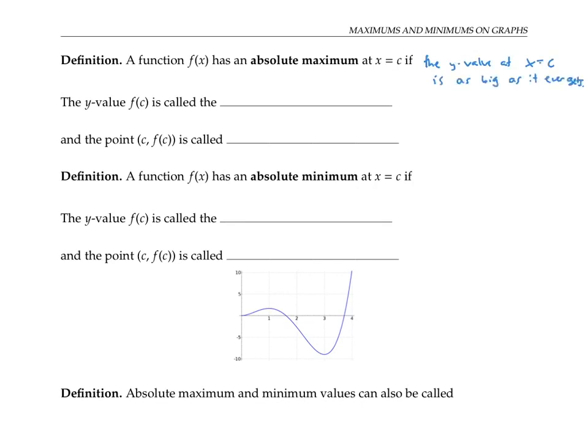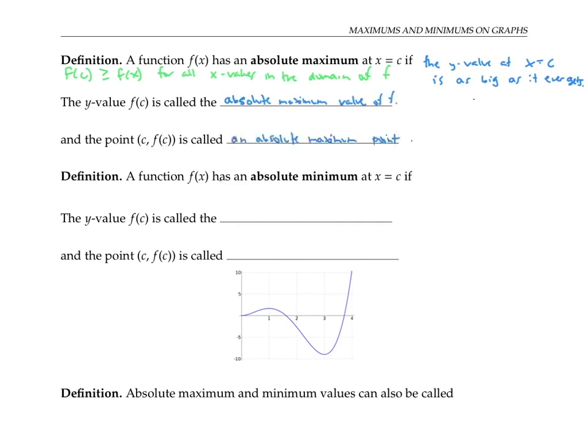We can write this more precisely by saying that f of c, that's the y value at x equals c, is bigger than or equal to f of x, that's the y value at some other x value, for all x values in the domain of f. That biggest y value, f of c, is called the absolute maximum value for f. And the point with an x value and a y value given is called an absolute maximum point.